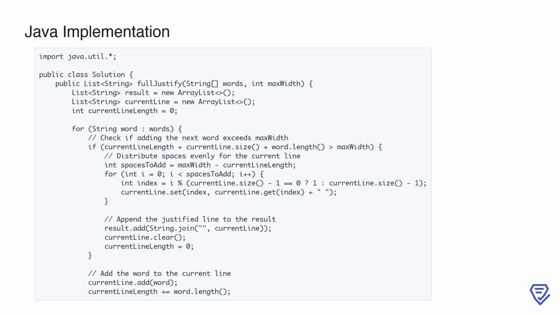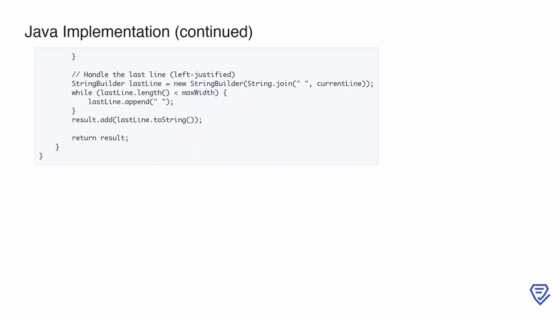If the word fits, we add it to the current line and update the line's total length. Once the loop has processed all the words, we still need to handle the last line. This line is left justified, meaning the words are spaced normally, and any remaining space is added to the end. To achieve this, we join the words in the current line with a single space and store the result in a string builder. Then, as long as the line's length is less than max width, we append extra spaces to the end. Finally, this last line is added to the result list. The method then returns the result, which contains all the fully justified lines of text.